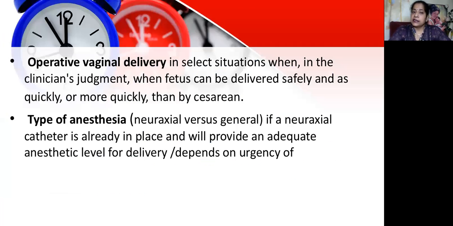Now, in some selected situations, depending on the clinician's judgment, if the fetus can be delivered safely and quickly, or rather more quickly compared to a cesarean, an operative vaginal delivery can be attempted. And that is possible only if the cervix is fully dilated. If the type of anesthesia is neuraxial and a catheter is already in place, then continuation of that could provide adequate anesthetic level for delivery. The type of anesthesia also depends on the urgency.